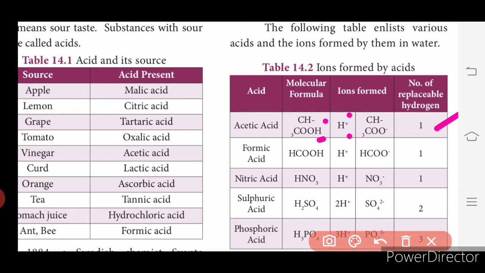Formic acid formula is HCOOH. So the last H gets replaced. So H plus and HCOO minus. So one replaceable hydrogen atom. Nitric acid, HNO3. So H is one replaceable hydrogen atom, and NO3 minus. So you have only one replaceable hydrogen atom.